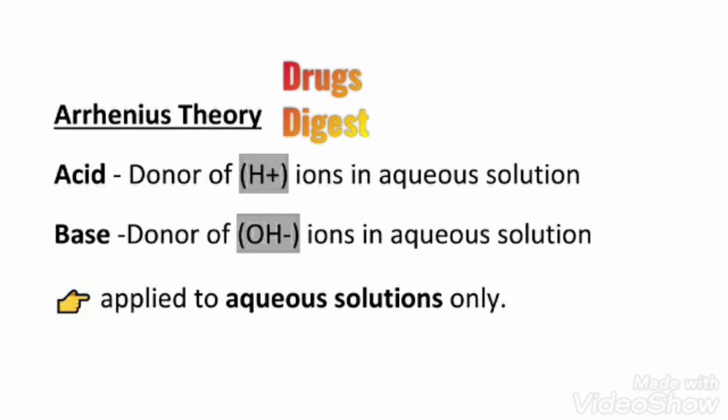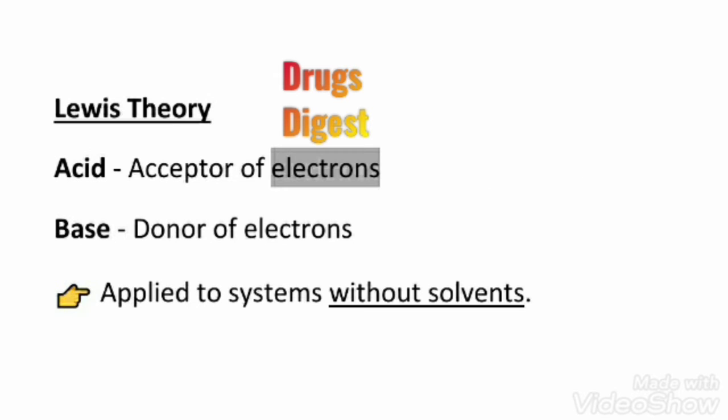According to Arrhenius theory, acid is the donor of H+ ions in aqueous solution and base is the donor of OH-, that is hydroxyl ions, in aqueous solution. Arrhenius theory is applied to aqueous solutions only. According to Lewis theory, acid is the acceptor of electrons and base is the donor of electrons. Lewis theory is applied to systems without solvents.